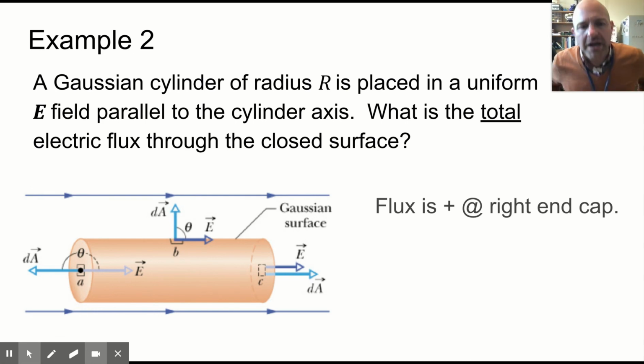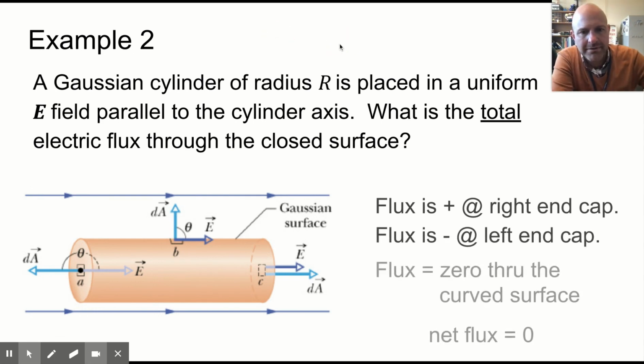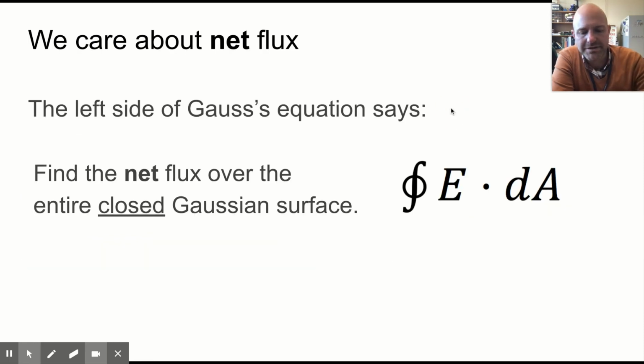And so the flux is positive at the right end cap and negative at the left end cap. And it's 0 through the curved surface because of the perpendicular. If we have a positive amount plus a negative amount of the same magnitude, and then we have the 0, we end up with 0 net flux, which is pretty nice.